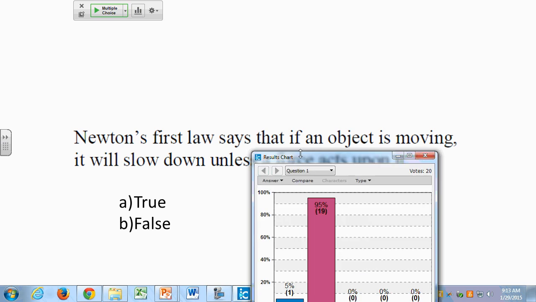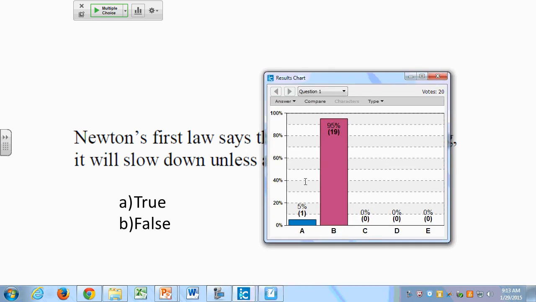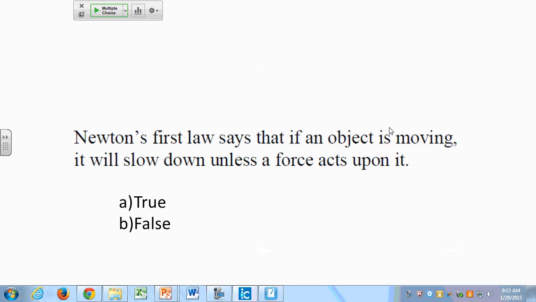Remember, if you don't know the answer for sure, just guess. You get credit for guessing, too. Is that right? False. Yes, false is correct. That is not what Newton's first law says. It says that an object will continue in motion unless a force acts upon it, that it won't slow down.